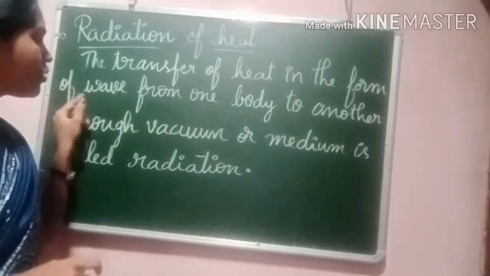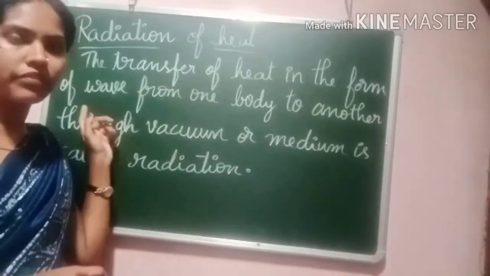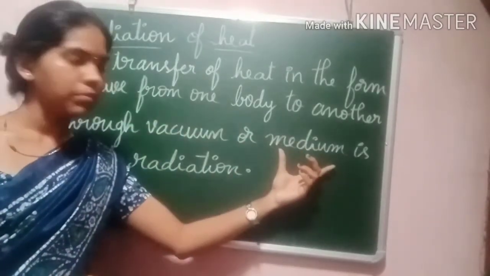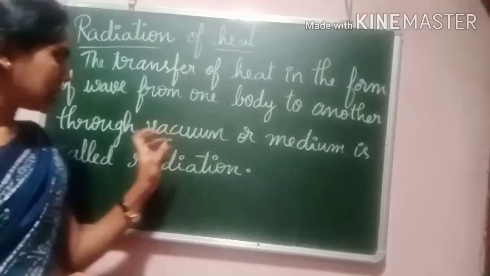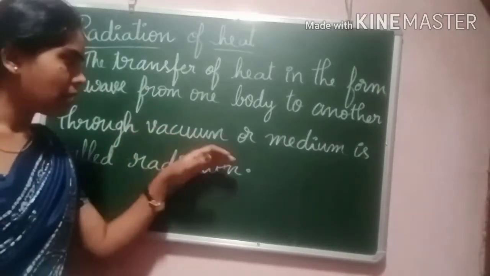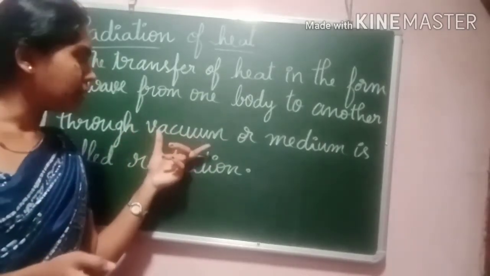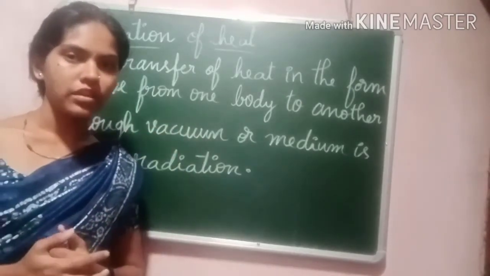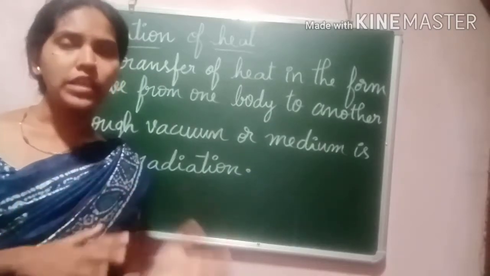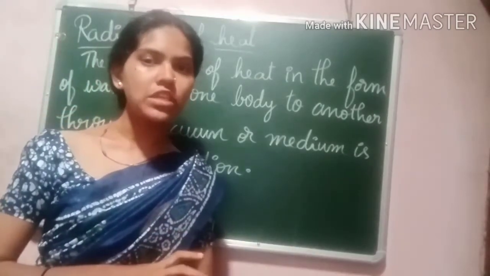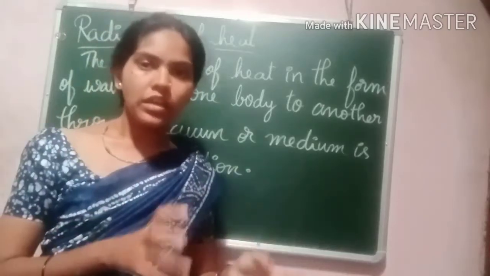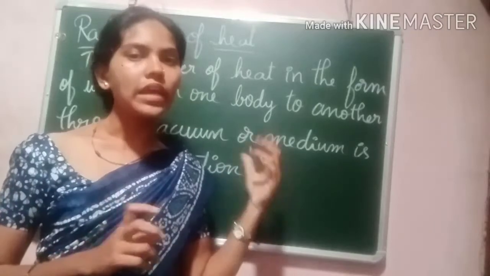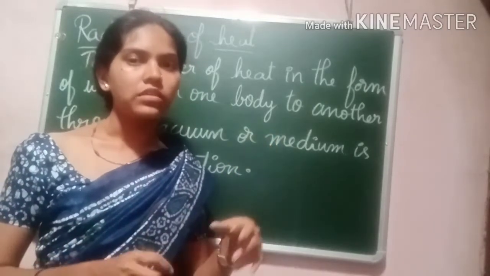This is important. Here we transfer the heat in the form of waves, and the medium could be vacuum or it could be anything. It does not require a medium; in a vacuum also we can transfer the heat through this process. Got it? For the convection of heat and for the conduction of heat, the medium is a must, but here a medium is not required. Without a medium also we can transfer the heat from one body to another.